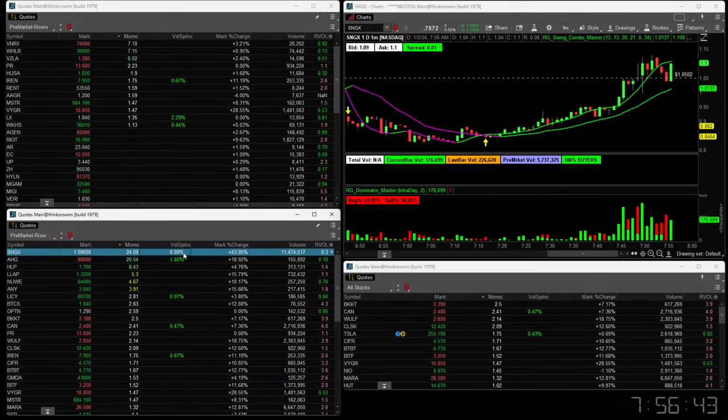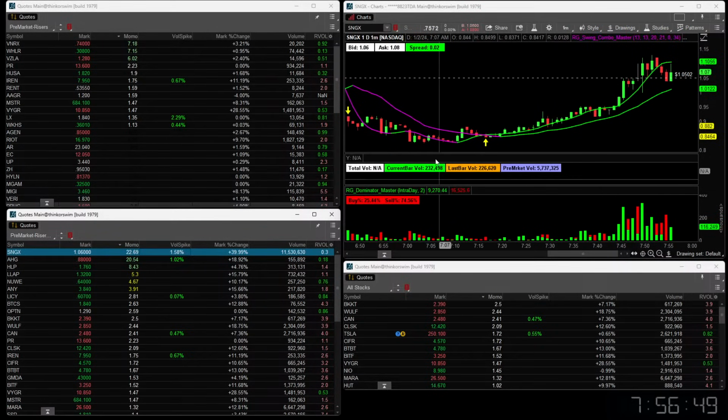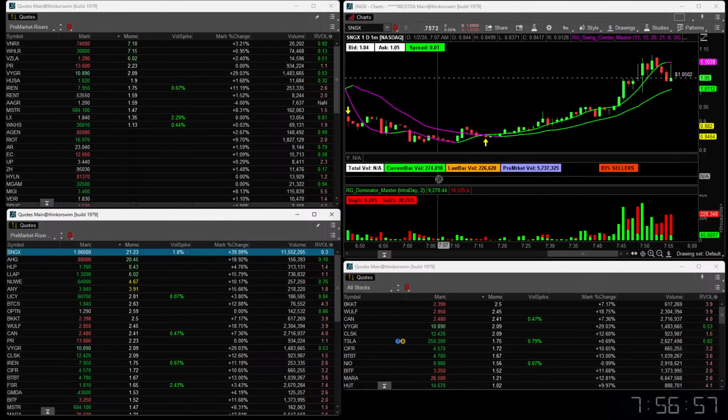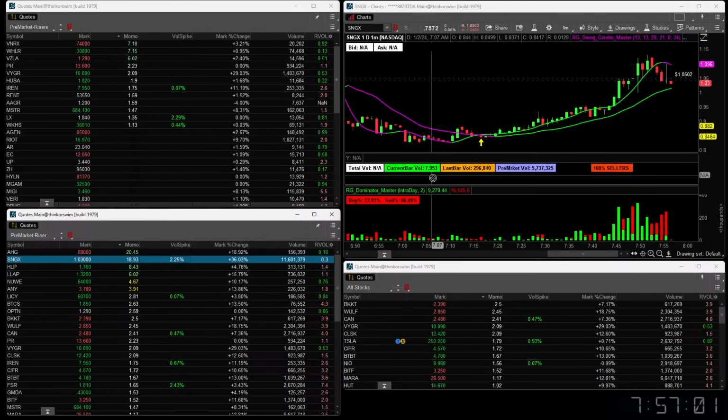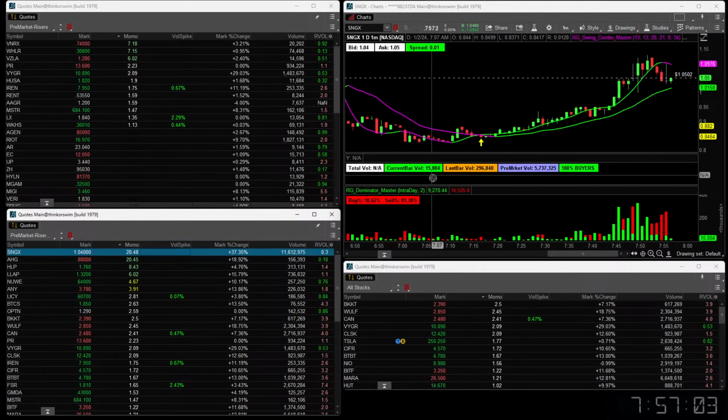SNGX trying again. This is volume flow right here. You can see it's steadily moving. It's not hesitating. This is what makes it safe to get in. This assures you that you can get in and get out safely.